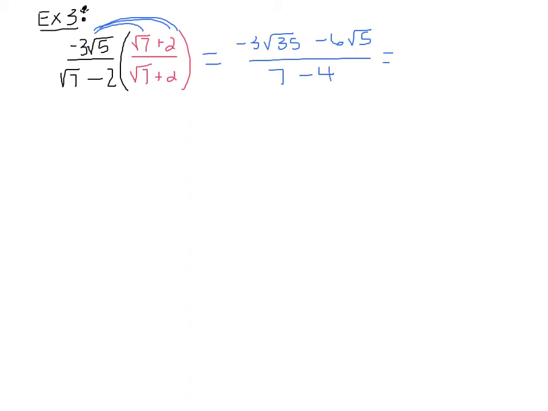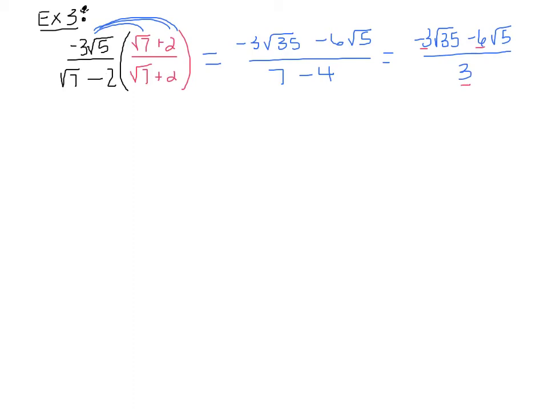Okay, so let's go ahead and simplify this out. We can't really combine the top, so let's just write down what that is. Negative 3 radical 35 minus 6 radical 5, okay, divided by 3. Okay, now here's where it's going to be a little bit different. All of these numbers that are on the outside here, the negative 3, the negative 6, and the 3, they're all divisible by 3.